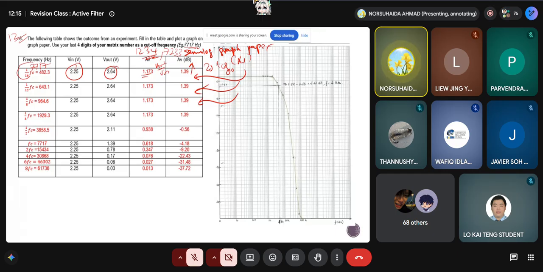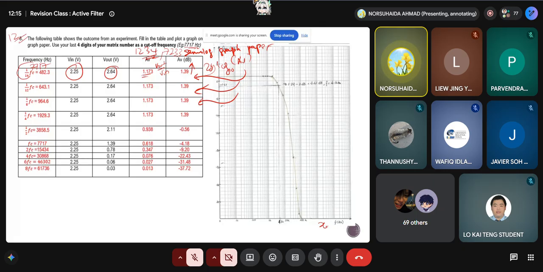My advice: first of all, I think during the lab session, most of you had difficulties putting the scaling on the X and Y axis. The Y axis is supposed to be gain in dB, AV dB, and this is your frequency. When you want to put the scale, you have to know what the highest value is.